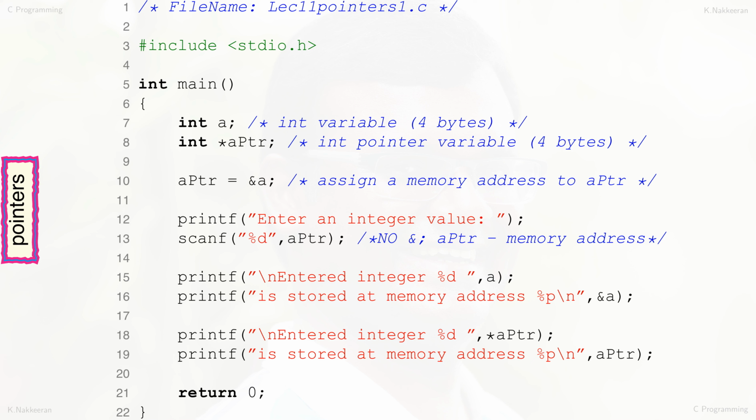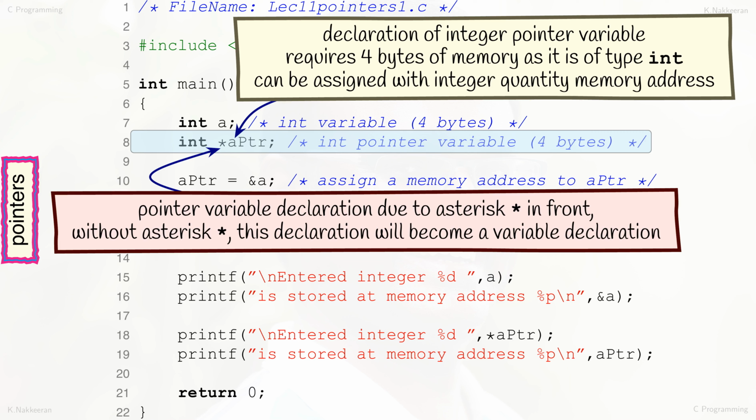Let us look into this C program that declares a pointer variable of integer type, then assigns the memory address location of an integer variable to that integer pointer, and then writes and reads from that memory location through that integer pointer variable. Line 8 is written for the declaration of an integer type pointer variable named aptr. Note the asterisk in front of the pointer variable name aptr. Without asterisk it will become an integer variable declaration.